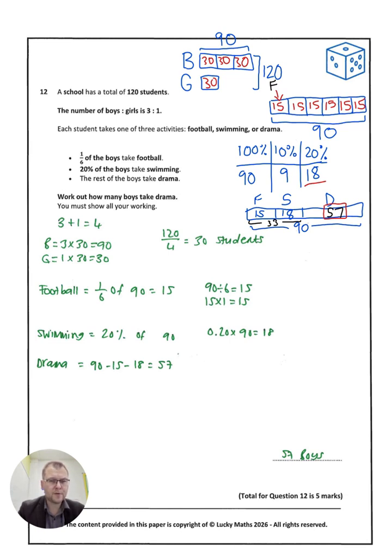I've used a ratio table then to break down what we started with. So the 90, 10% of that would be 9, and double that is 18. So 20% of the boys, 18 boys therefore take swimming. And then I've used a little bar model below that just to show the 15 and the 18 is 33, leaving us with 57 boys who therefore take drama.